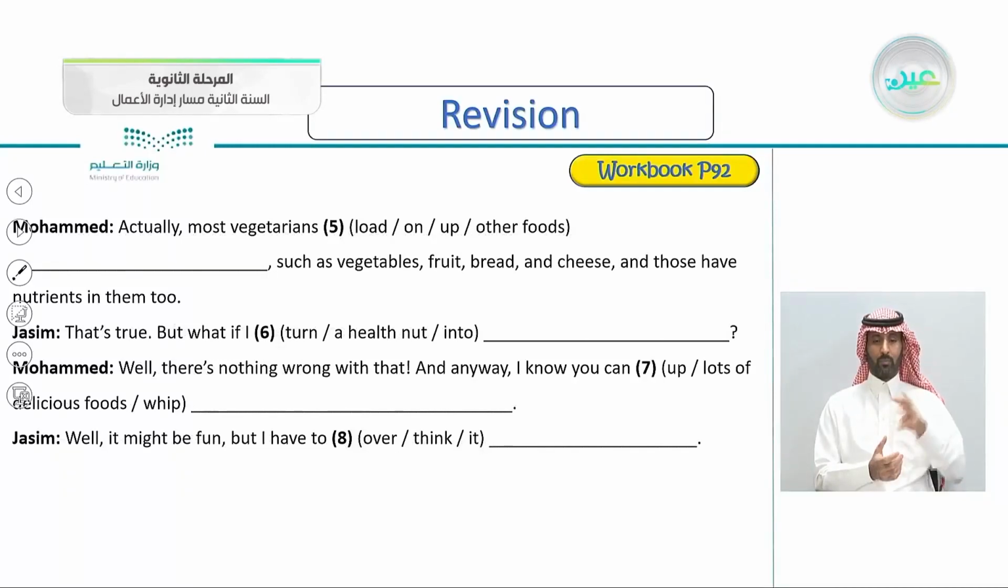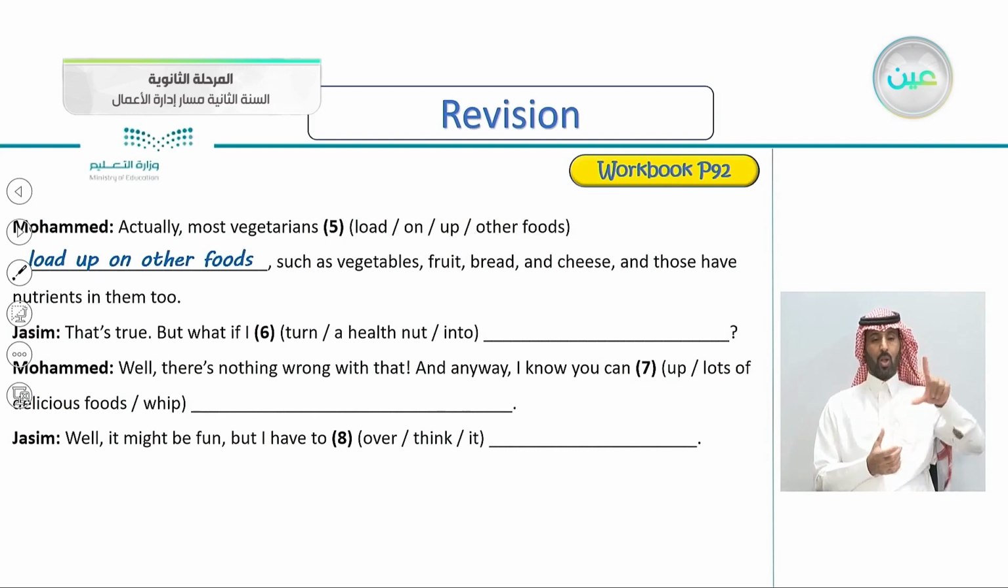Muhammad: Actually, most vegetarians load up on other foods. So the correct order here is, yes, load up on. Load up on other foods, such as vegetables, fruit, bread, and cheese, and those have nutrients in them too. Jasim: That's true.